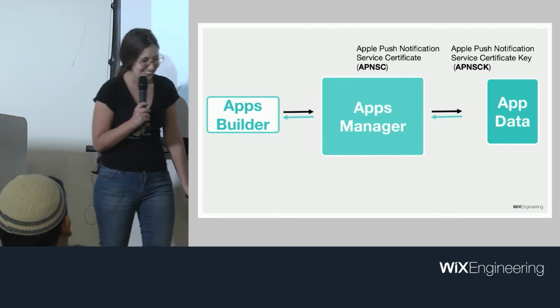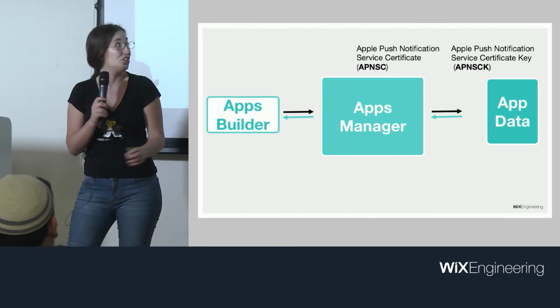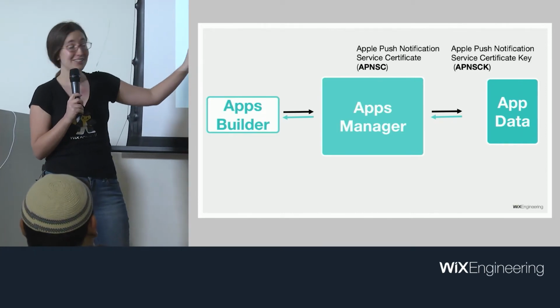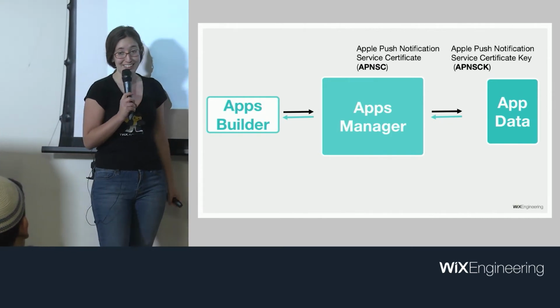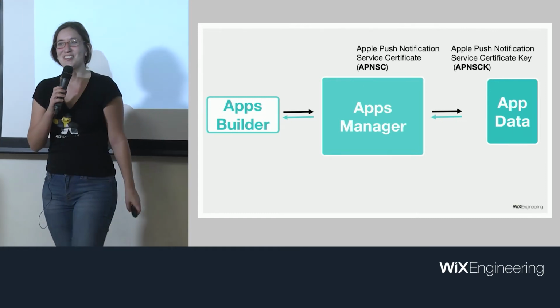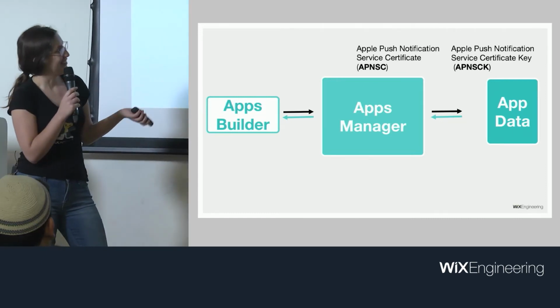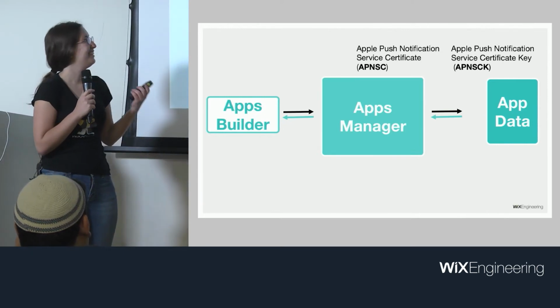Okay, now things are going to get more complicated. Because we are working with Apple's API, you can check these are fields that Apple needs. We needed to send the Apple Push Notification Service Certificate and the Apple Push Notification Service Certificate key. Those two fields are very complex, and they sound pretty much the same, even when I say it.